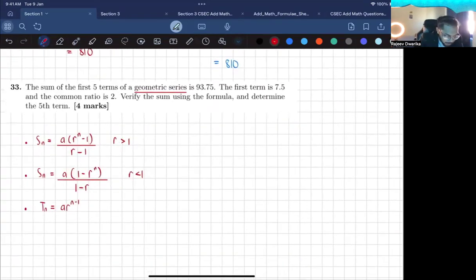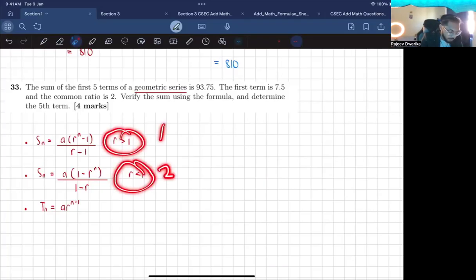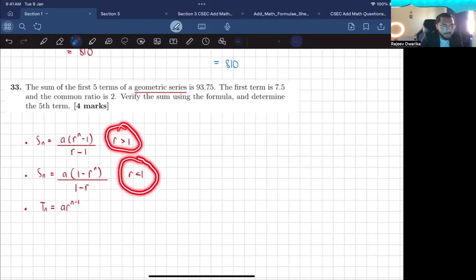So the sum of the first 5 terms is 93.75. The first term is 7.5 and the common ratio is 2. Amy, which formula do you think I have to use? This formula or this formula? 1 or 2? 1. Javon, why is Amy saying that we have to use formula 1? Because the r is more than 1. Where's r? Kira, any question? What is r?